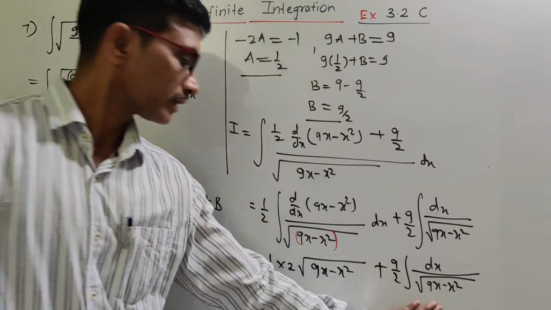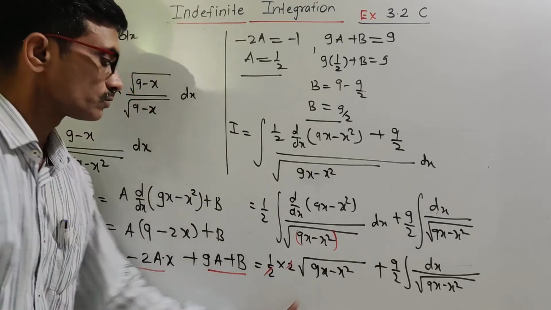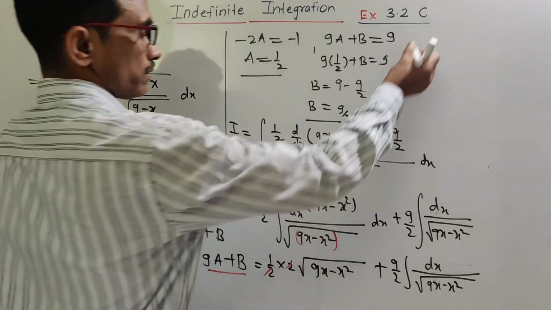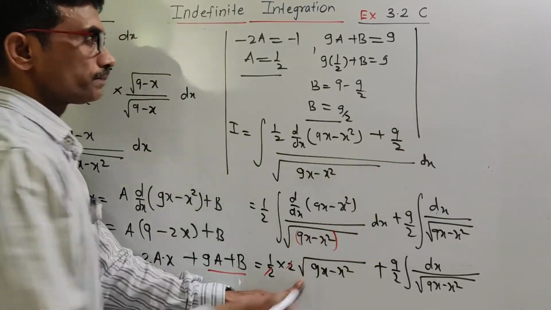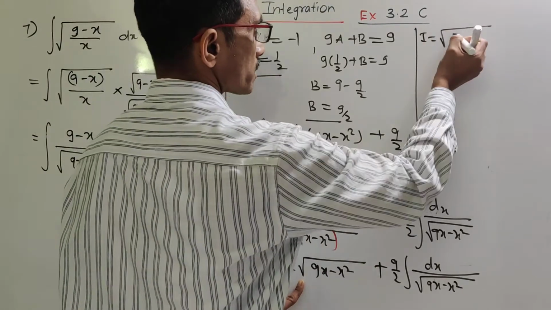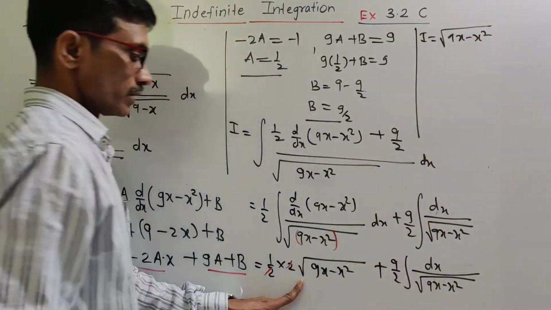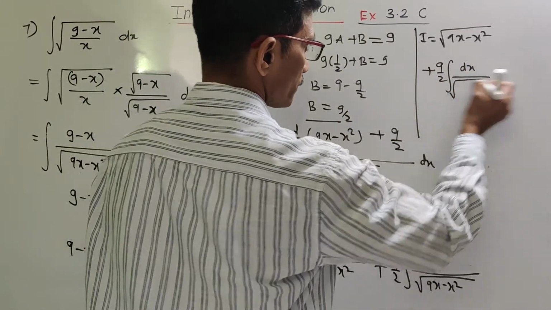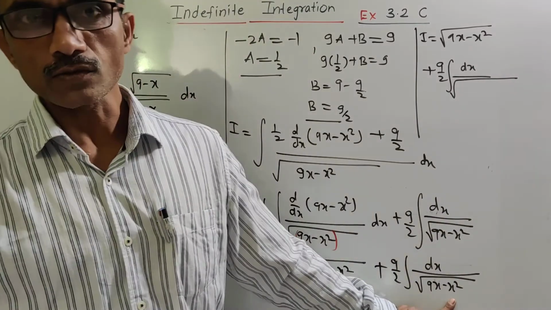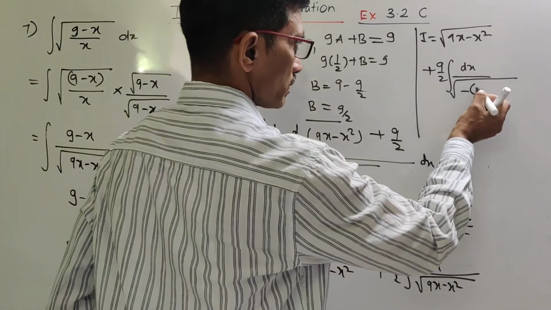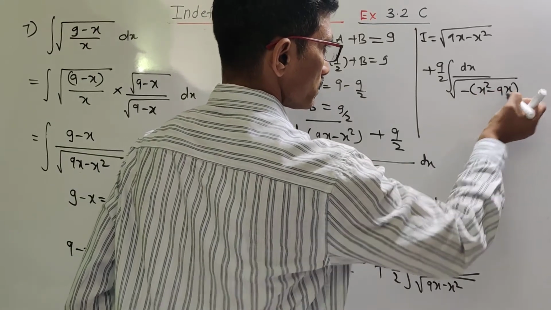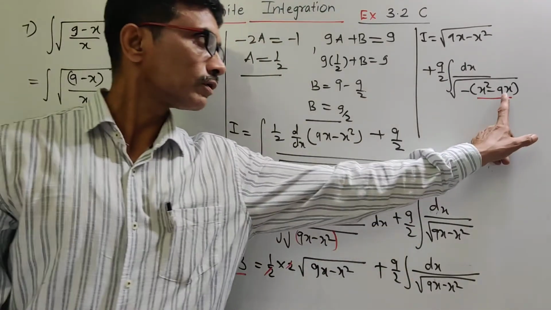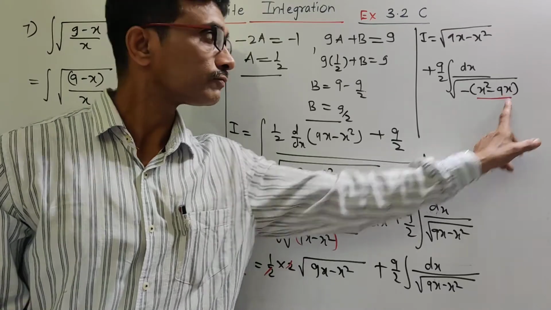Now we have to evaluate this. The 2 gets cancelled and it is root of 9x minus x square. So we evaluate this integral: root of 9x minus x square plus 9 by 2 integral dx upon root of, the coefficient of x square is minus, so we take the minus sign, x square minus 9x. Inside the bracket we add and subtract half the coefficient of x, 9 by 2 whole square, 81 by 4.